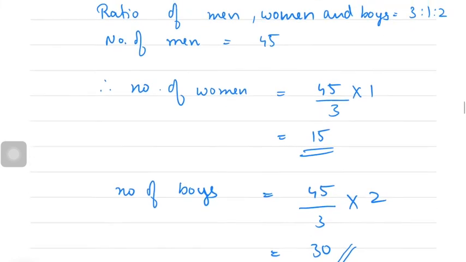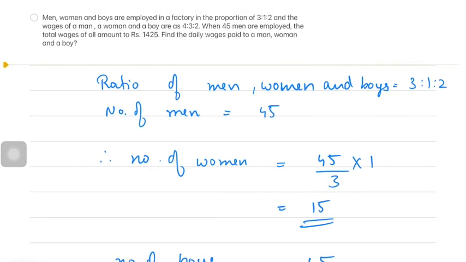Okay, go through the question again. Men, women and boys are employed in a factory in a proportion of 3:1:2.